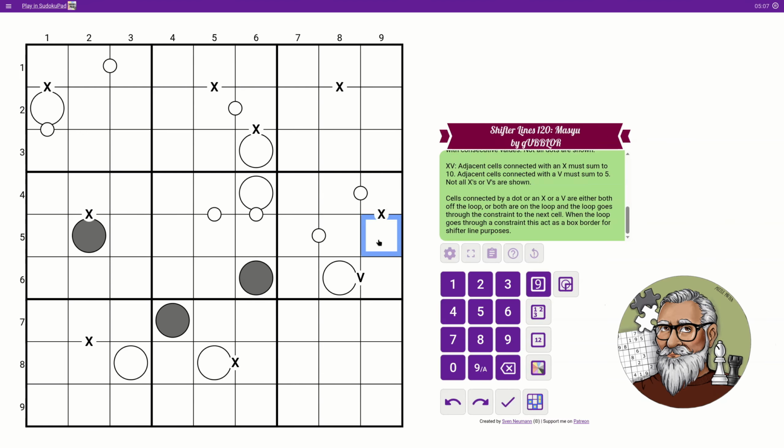So if this one is, again, odd and high, and the loop is going through it, then this would have to change. And it's either even and high or odd and low. The same applies here. Okay. Yeah, that's about it.